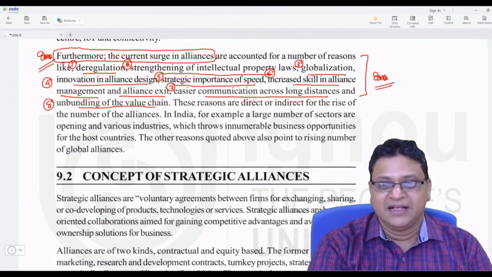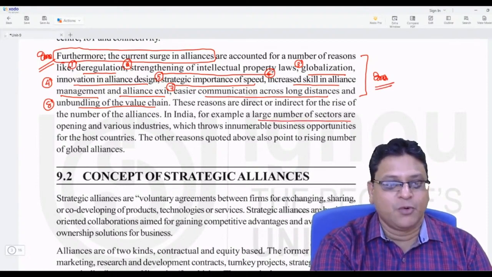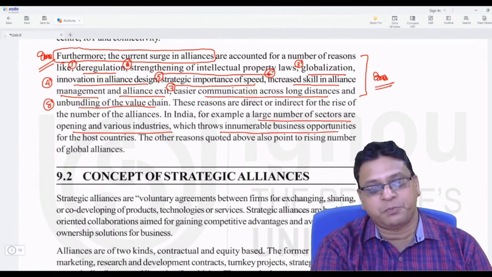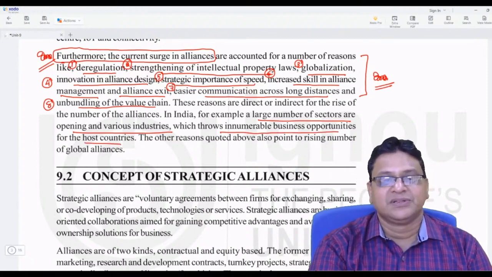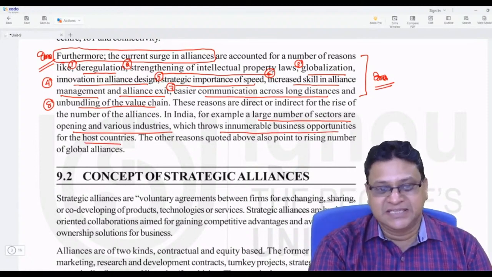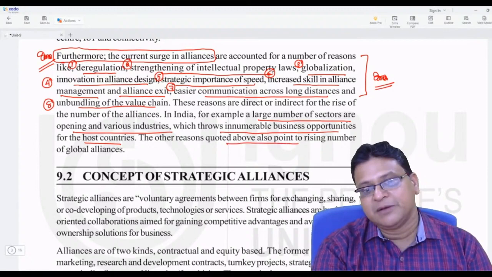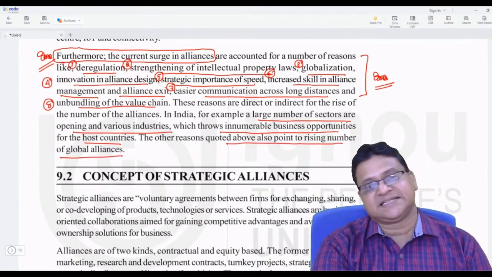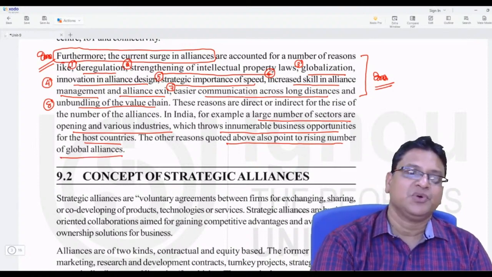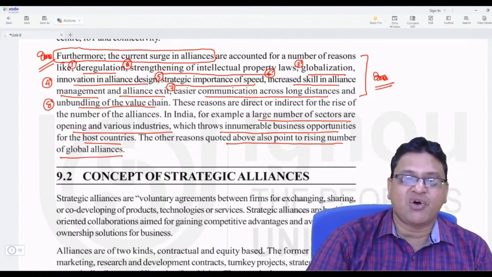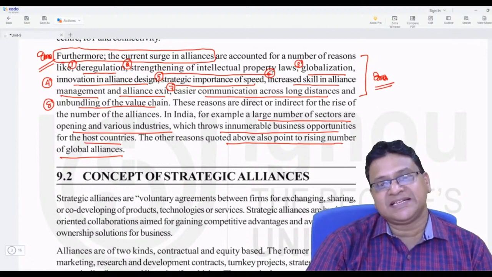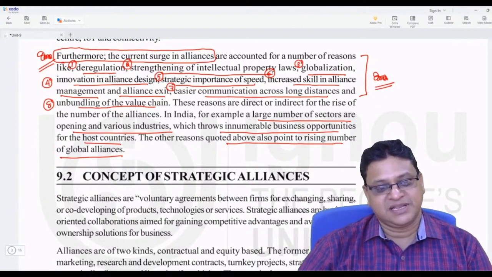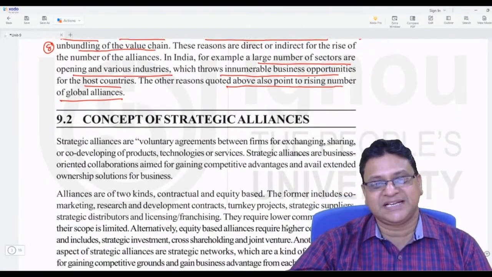In India, a large number of sectors are opening and various industries throw up innumerable business opportunities for the host country. These are the regions which are giving rise to the number of global alliances. So one question comes: what are the reasons why there is a surge in alliances in today's world? Next, we will discuss a concept called strategic alliance.